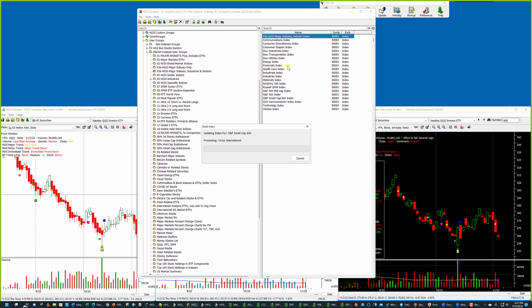It doesn't take long to do this. I'm doing quite a few indexes. This is one of the beauties of HGSI. You can create any index that you want to. I've created all these specialty indexes, and then you have a visual of what's going on in the market.